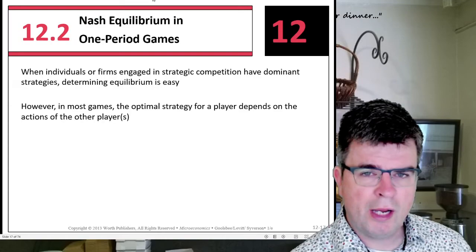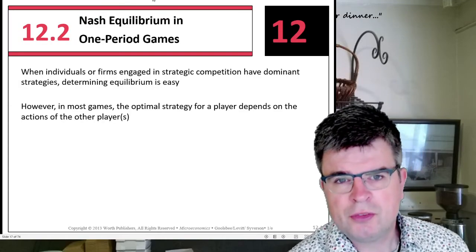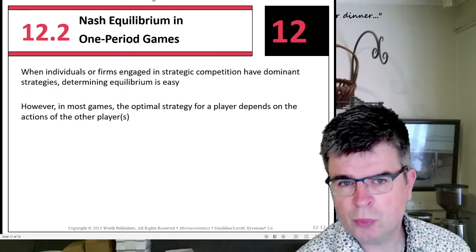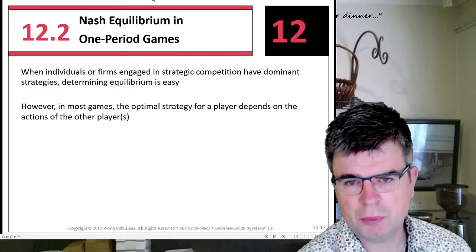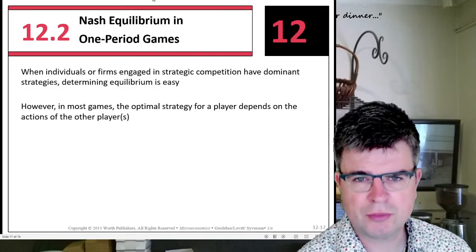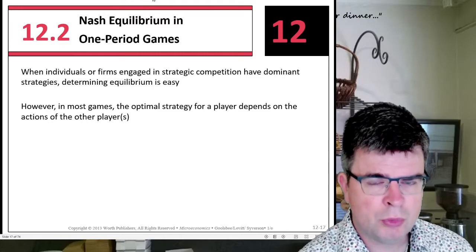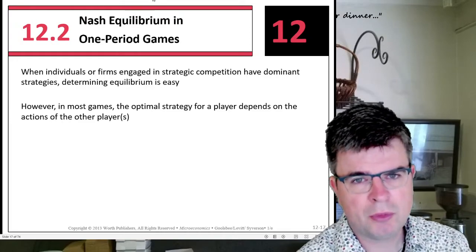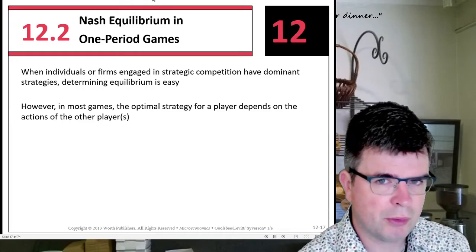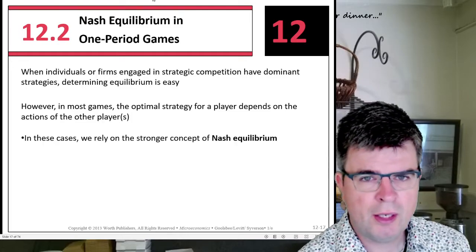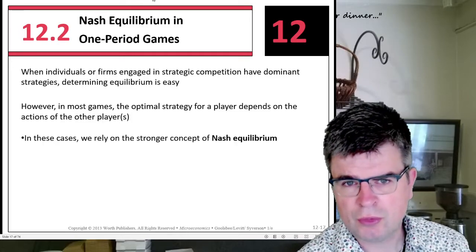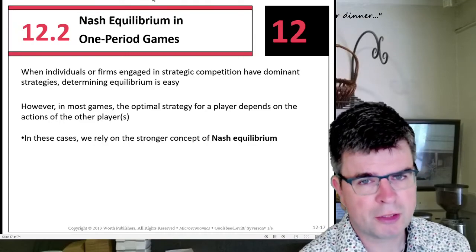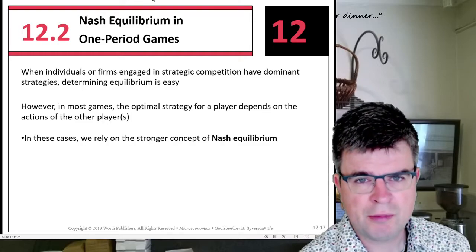So if you can identify a dominant strategy for each player, then solving the game is easy, because you know what players will always choose. They will always choose to play the dominant strategy. However, in most games you cannot identify a dominant strategy, and the optimal strategy of a player does depend on what the other players choose to do. So in those cases we rely on a different concept. We rely on the concept of a Nash equilibrium, and I will explain to you next what the Nash equilibrium concept is.